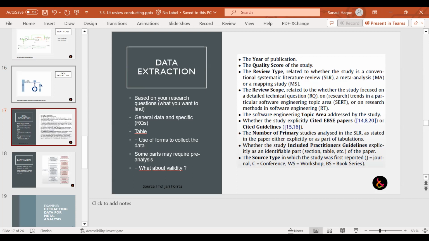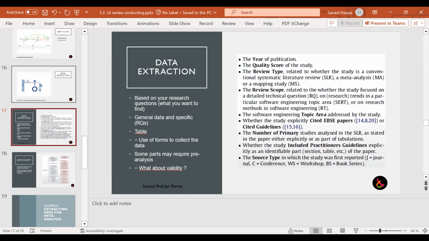So a very specific data that you are trying to focus on based on your research question. And you can use some sort of table and some sort of form to collect this data. So like a table that you can add in the literature review. This is something we have found out. But then again, some parts might trigger some analysis. And then it comes to how can you validate and do this proper extraction.